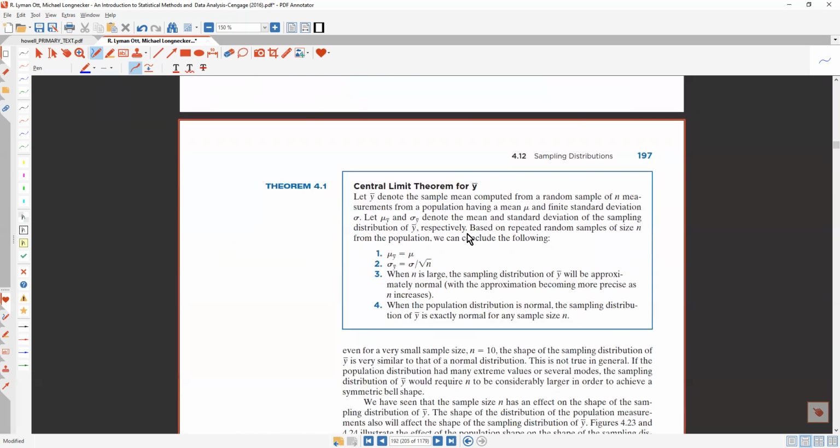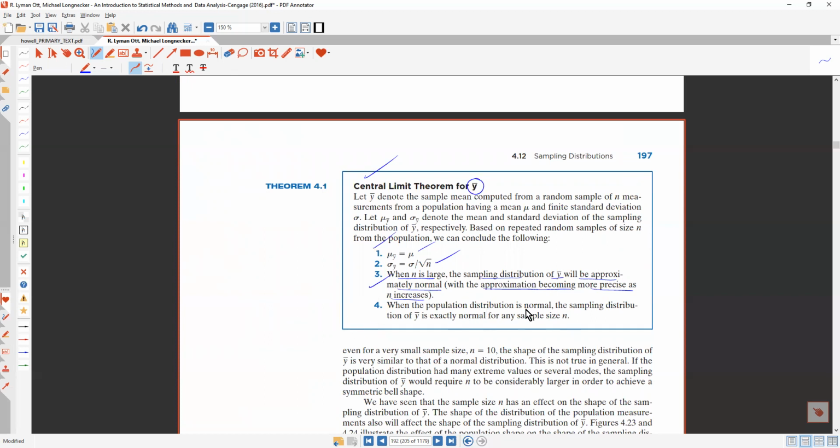Okay, so there's our central limit theorem for the mean right here. It summarizes all the information that we've just talked about. This is a really nice summary of the last 4 or 5 pages of what you need to know. The average of all of those sample means is equal to the mean. The standard deviation of all those means is equal to the standard error. When n is large, the sampling distribution of the mean will be approximately normal, with the approximation becoming more precise as n increases. That's exactly what we just said. As n increases, you get closer and closer to that normal distribution.